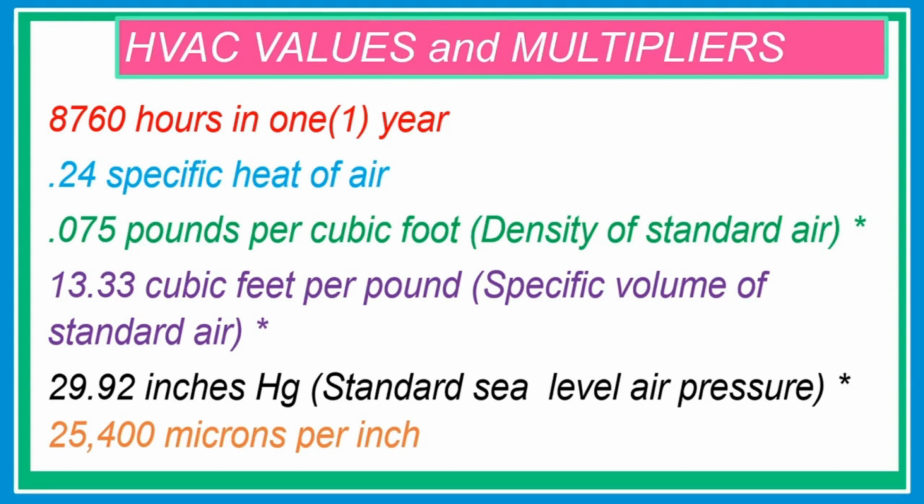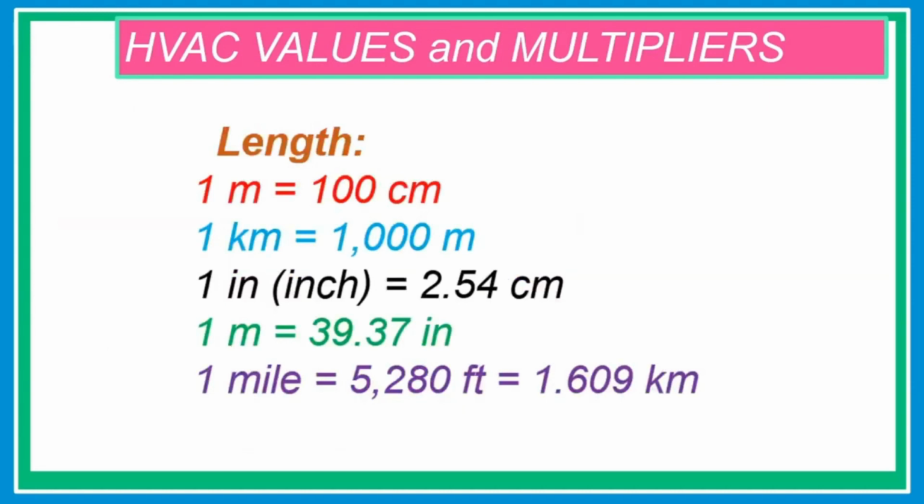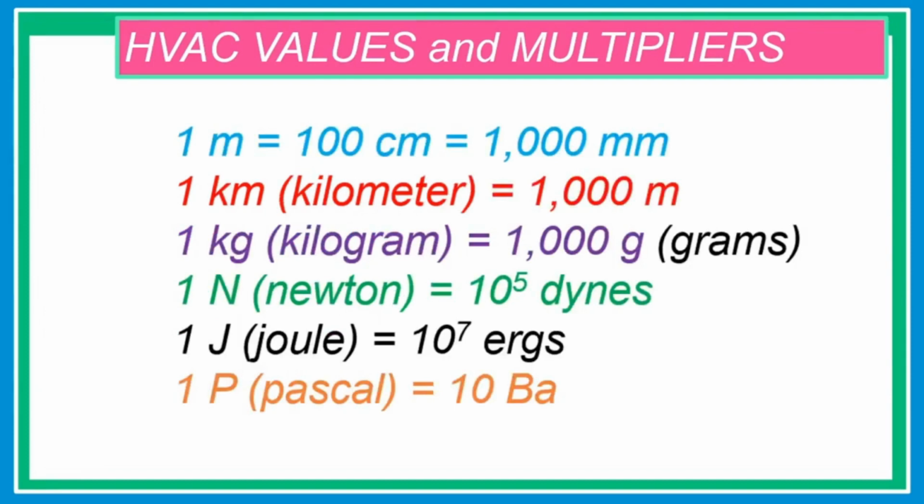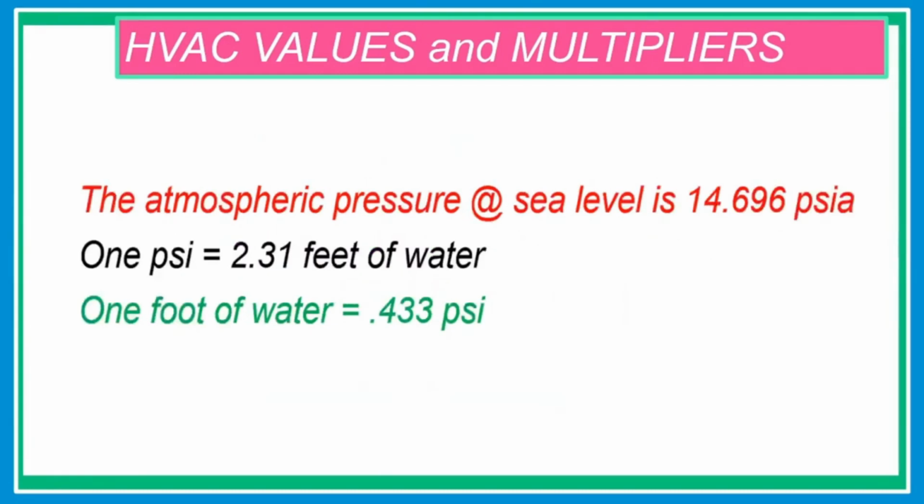25,400 microns per inch. Length: 1 meter equals 100 centimeters. 1 kilometer equals 1,000 meters. 1 inch equals 2.54 centimeters. 1 meter equals 39.37 inches. 1 mile equals 5,280 feet. 1 meter equals 100 centimeters, also equal to 1,000 millimeters. 1 kilometer, 1,000 meters. 1 kilogram, 1,000 grams. 1 newton, 10 to the 5th dynes. 1 joule equals 10 to the 7 ergs.